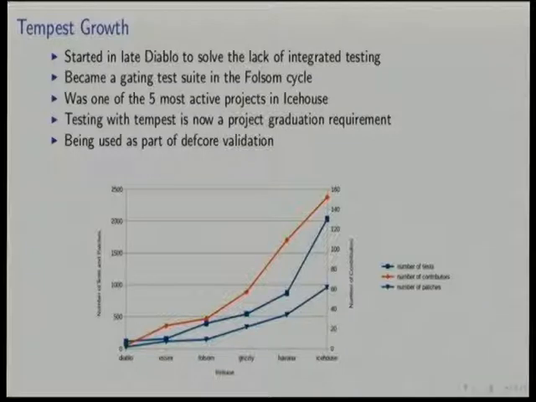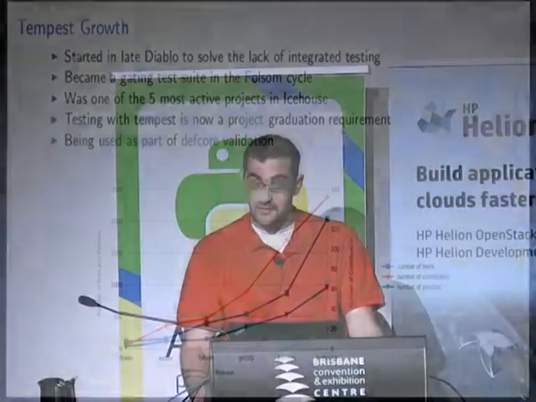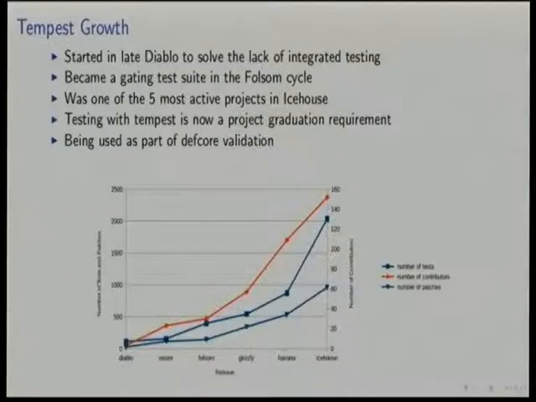And it's become so important that the TC has dictated that every project that wants to be integrated has to have Tempest tests before that can happen. And the Foundation board has also stated that Tempest will be used for whatever they decide DefCore validation is. And that's always up for debate. But Tempest has become increasingly more important. And the graph on the bottom just shows the growth rate and activity in the Tempest project. And you can see that it's almost exponential for some of them.